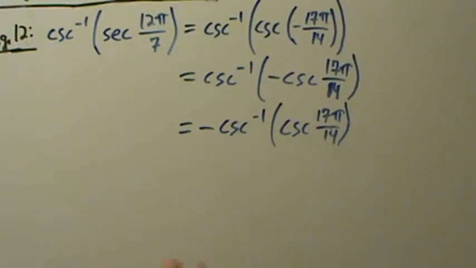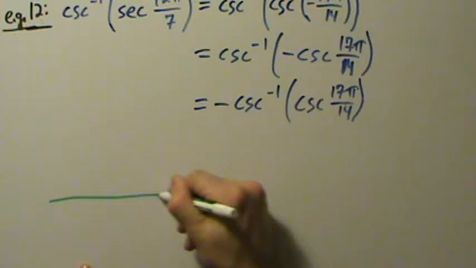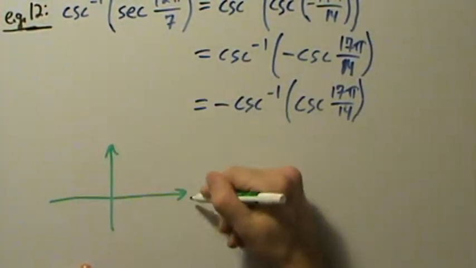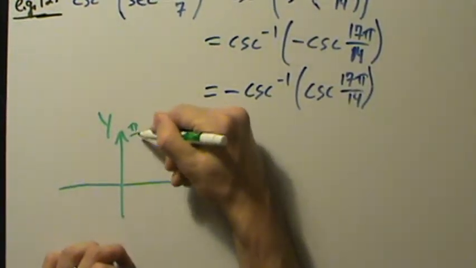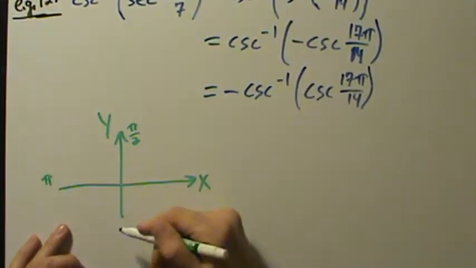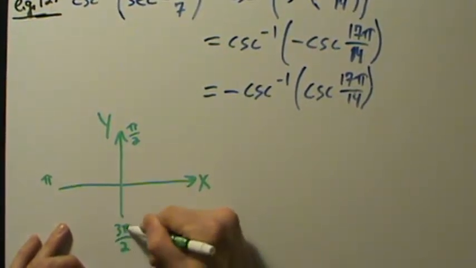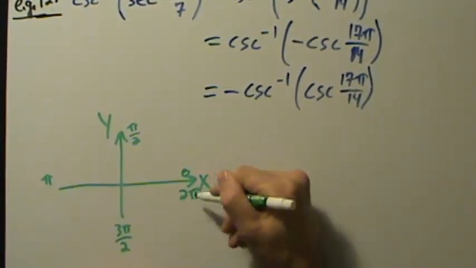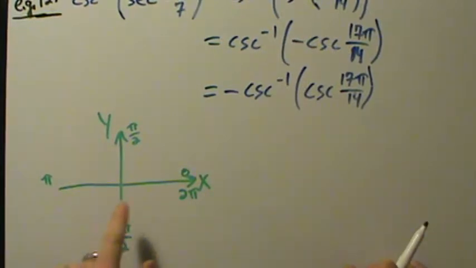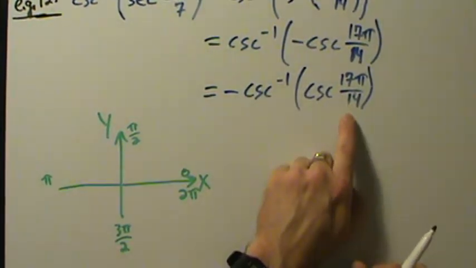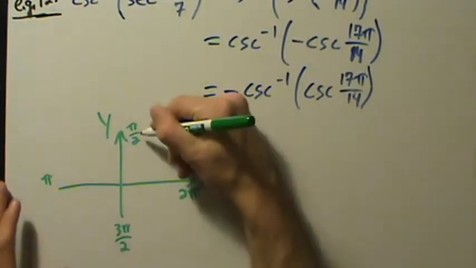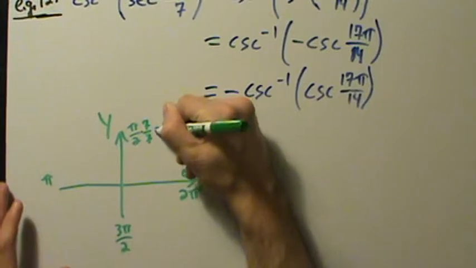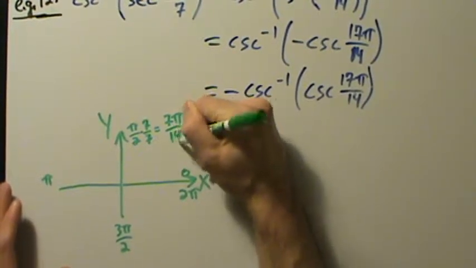Okay, so now we're going to find the reference angle for 17 pi over 14. Oh, how terrible. All right. X-axis, y-axis. Okay, so this here is 0, this is pi over 2, this is pi, this is 3 pi over 2, and then 2 pi. Okay, so what we want to do is draw the angle 17 pi over 14. So we want to convert all this stuff to be over 14, then we'll know where it goes. So pi over 2 multiplied by 7 over 7, that's 7 pi over 14.